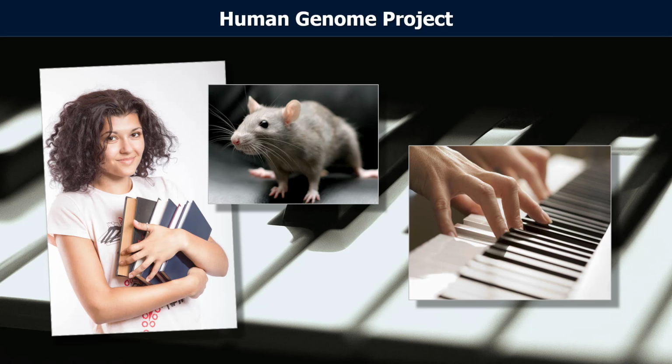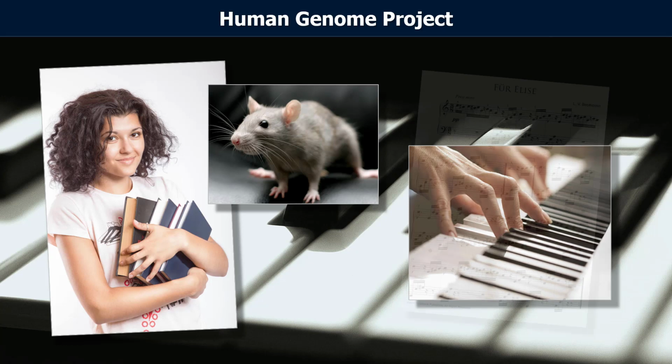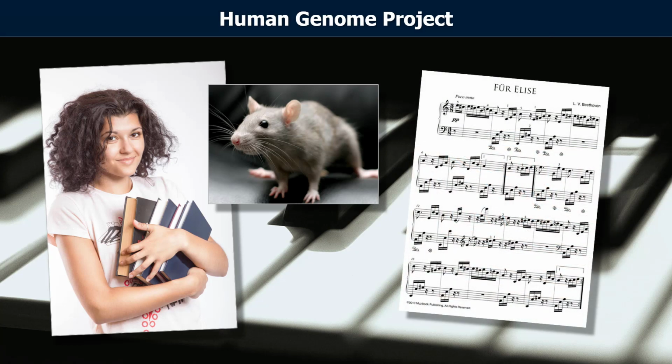In other words, the difference between mice and humans is more about the sheet music, the instructions, the guidance, the orchestration of the genes that's determining which genes are being expressed at what time and in what combinations. So what we really need to focus on in this video is gene regulation. How does the cell know which genes to turn on at what time and in combination with which other genes?